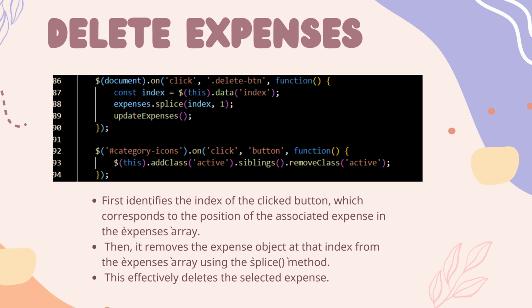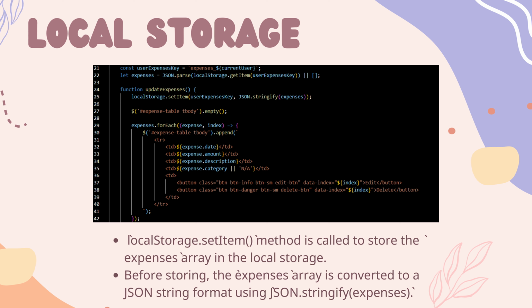This code establishes a listener that reacts to the on-click event for elements with the class delete button. When a delete button is clicked, the function specified here is executed. It first identifies the index of the clicked button, which corresponds to the position of the associated expense in the expenses array. Then it removes the expense object at that index from the expenses array using the splice method. This effectively deletes the selected expense. Finally, it triggers the update expenses function, ensuring that the user interface is refreshed to reflect the removal. This allows the user to delete expenses by clicking the delete button, ensuring that the changes are immediately reflected in the UI.